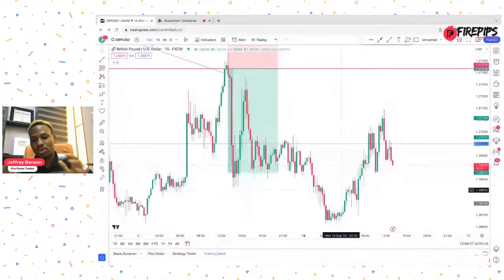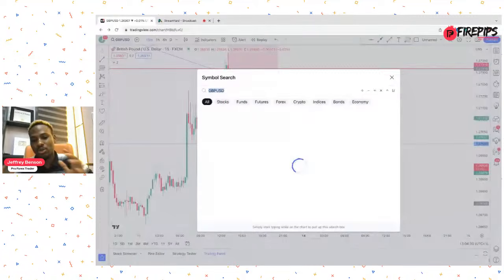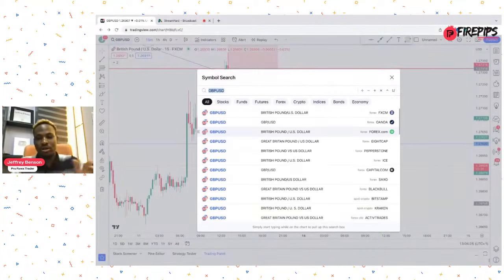Because of the beginners, I'm going to go to a clean chart to explain candlesticks, pure price action, and how to read it. Now, guys, if you are already an experienced trader, this is not the time for you to click out.